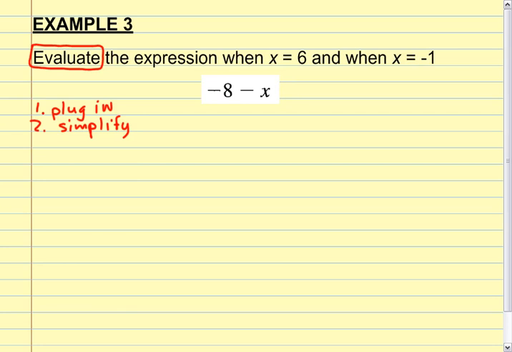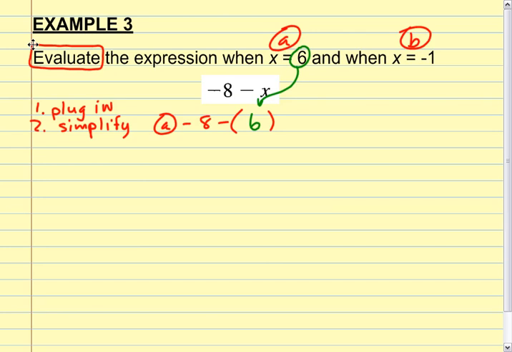Okay. So let's do this. We're going to do part A. This is really part A, and this is part B. In part A, I'm going to write -8 minus, and I'm going to put parentheses. And I always put parentheses there so I don't get confused with my signs. And I'm going to take the 6 and write it just like that.